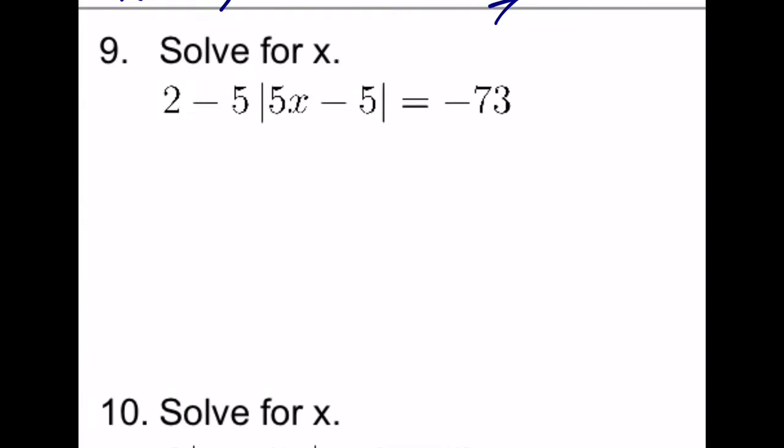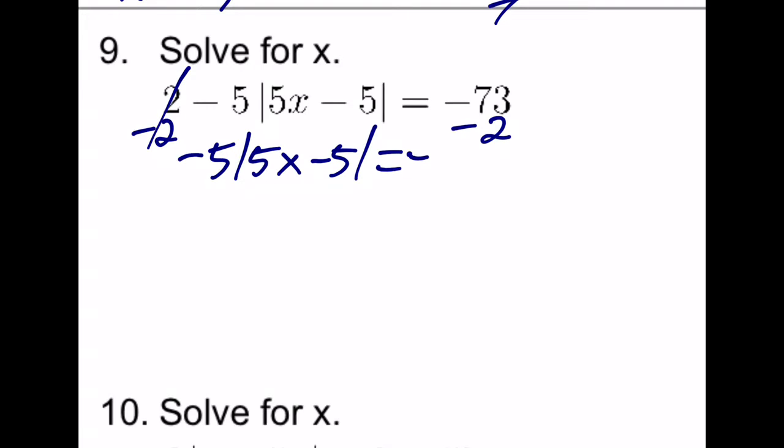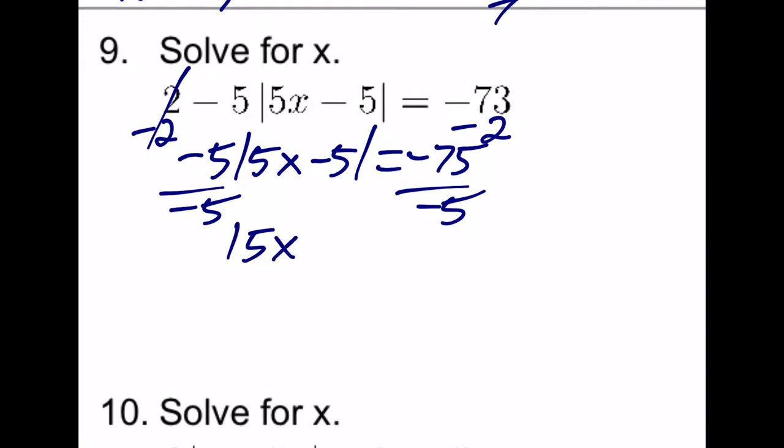Number 9, there's multiple things that are outside of the absolute value brackets, so our goal is to cancel these out first. We subtract 2, following the order of operations in reverse. We get negative 5 times the absolute value of 5x minus 5 is equal to negative 75. When we divide both sides by a negative 5, we get the absolute value of 5x minus 5 is equal to 15.